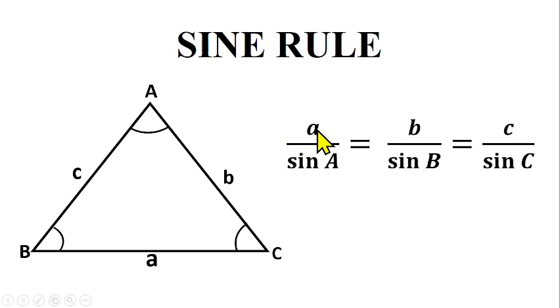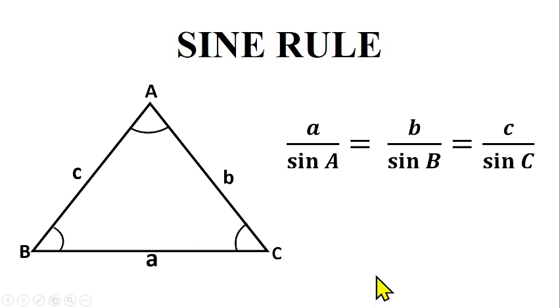Sine rule is saying that the ratio of the side, which is side a here, to the sine of the angle facing it, which is sine A, is equal to the ratio of side b to the sine of the angle facing it, which is sine B, is equal to the ratio of side c to the sine of the angle facing it, sine C. That is to say that a over sine A is equal to b over sine B, which is equal to c over sine C.